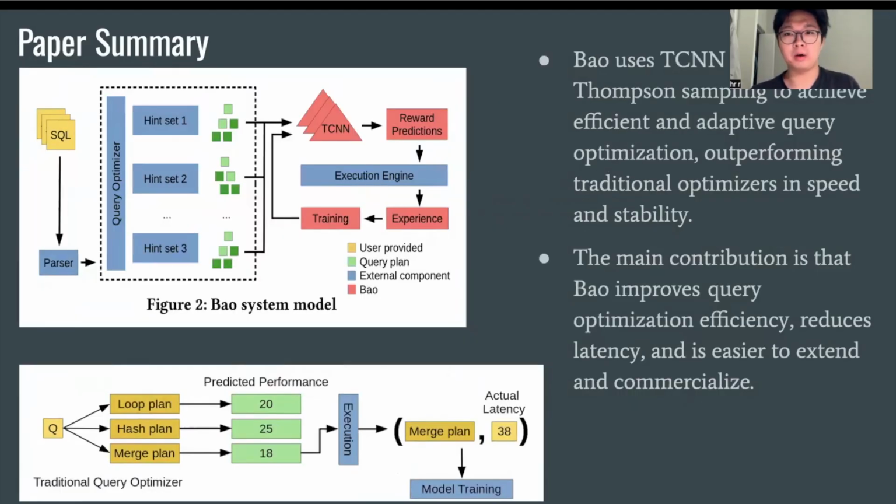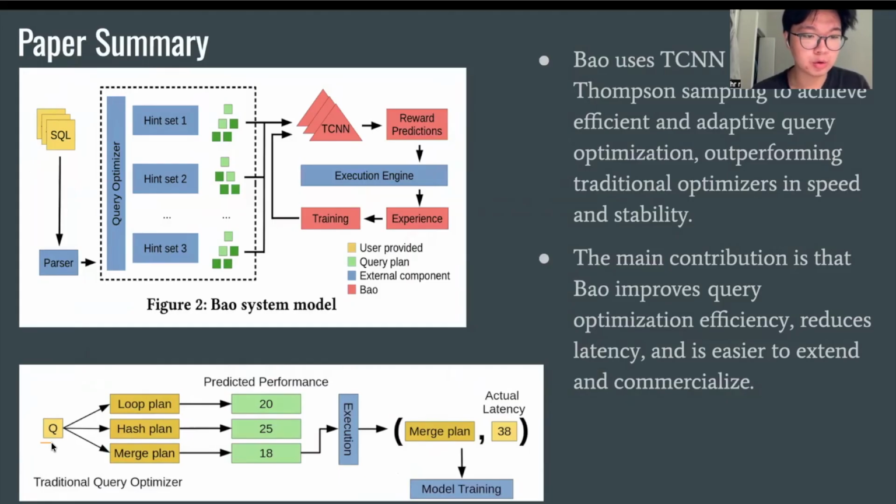Let's talk about BAO. The BAO method is a new method that uses TCNN and Thompson sampling to make the optimizer more efficient. We can see the graph on the left side. The top one is the whole workflow of BAO, and below it is the workflow of a simple example. Let's talk about this one.